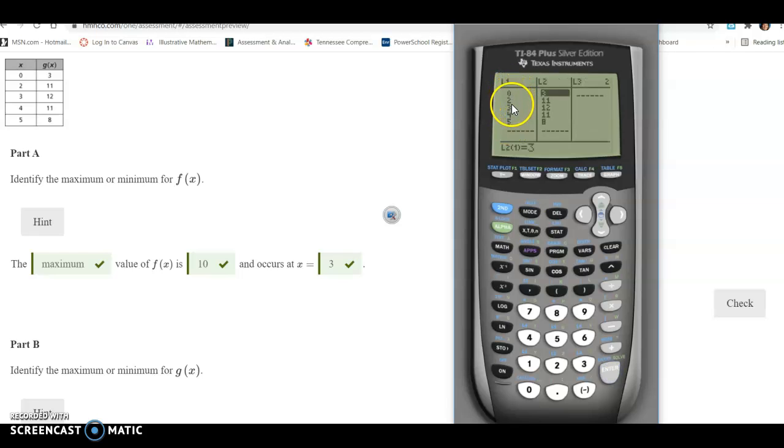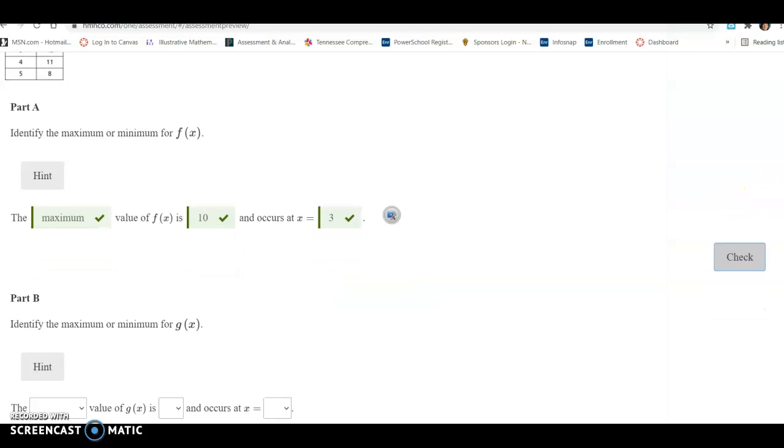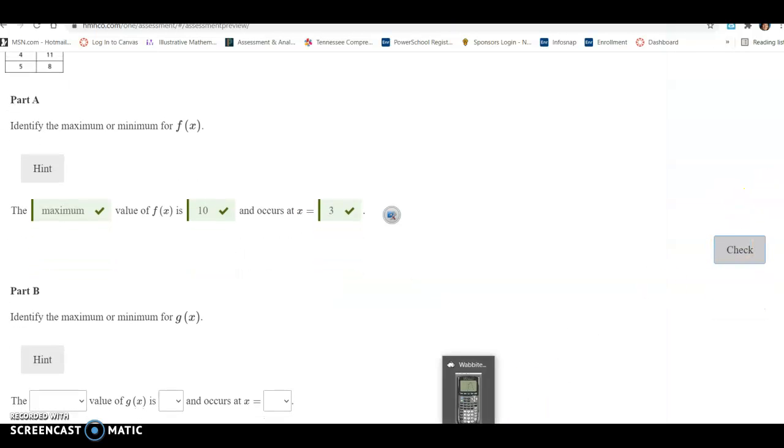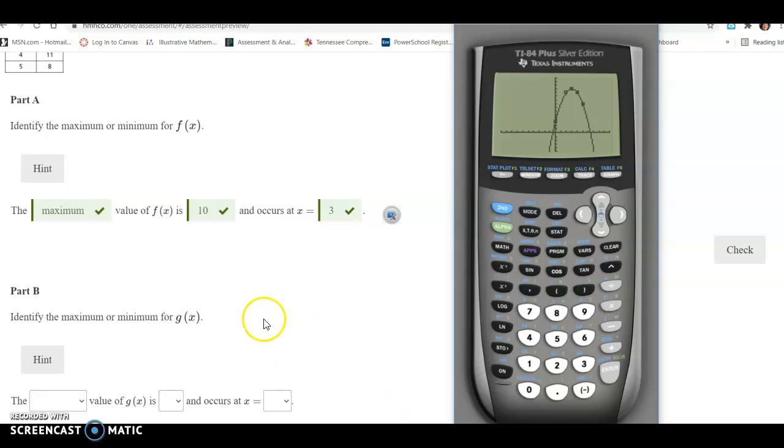You can see 0, 2, 3, 4, 5. That's the same as my x's here. And then my g of x, I'll put 3, 11, 12, 11, 8 here. And then I graphed it, and I went ahead and made this curve so that you can see what that looks like. Alright. So we can use the graph to figure out what these are.